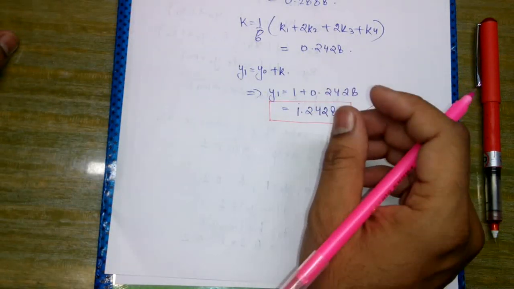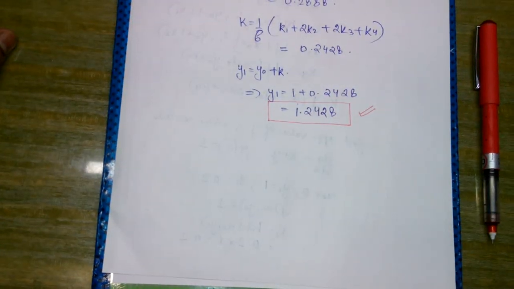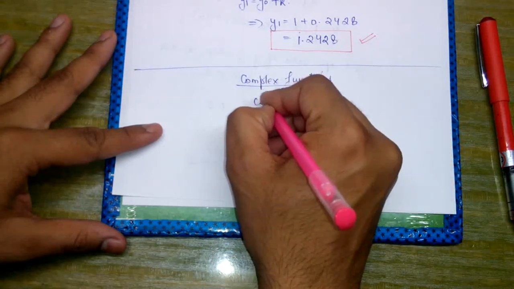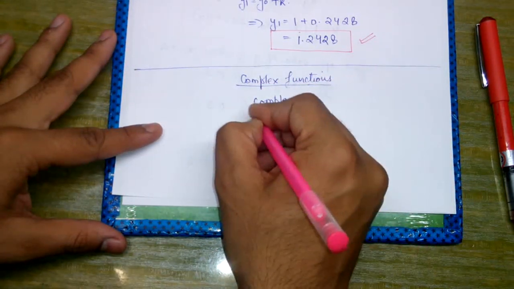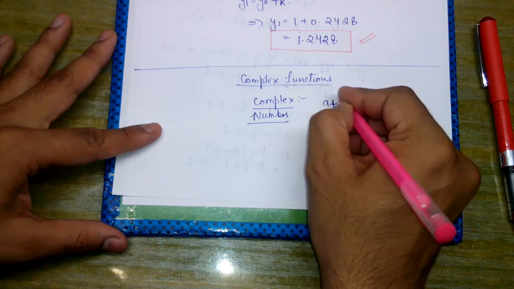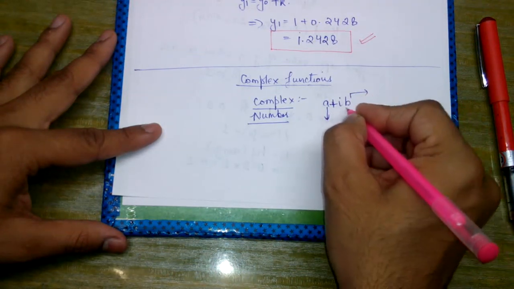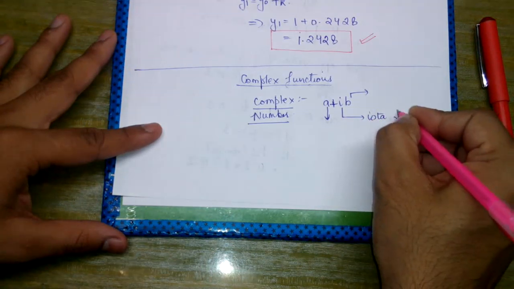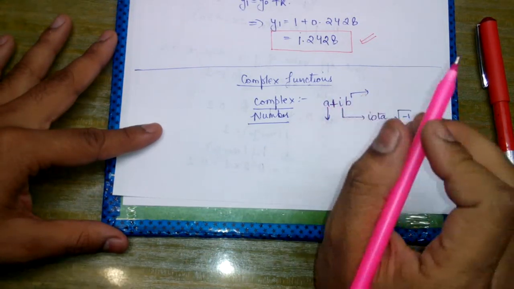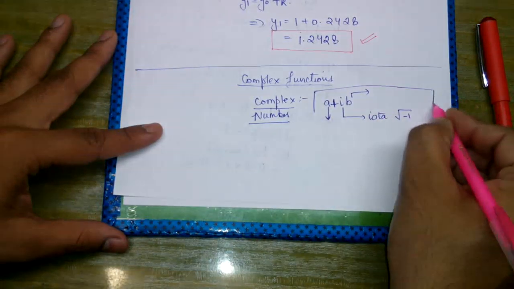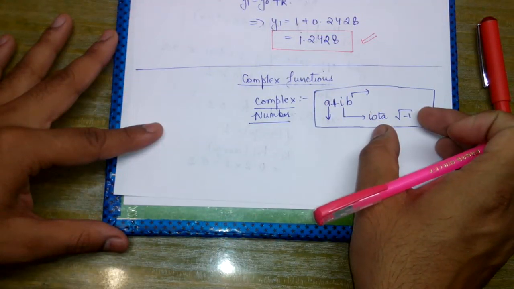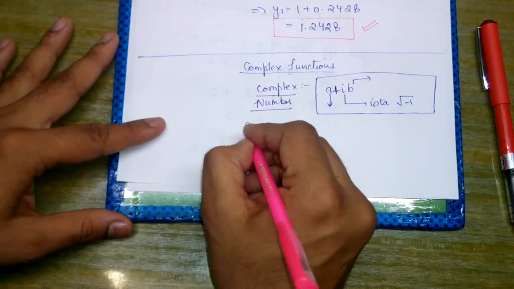Now we will start with the next chapter, complex functions. We already know what complex numbers are, and we have already studied these numbers in our class 11th and 12th. Complex numbers are generally in the form of a plus ib, where a and b are real numbers and i is called iota, that is under root of -1. So there is some real part and there is some imaginary part. These numbers are called complex numbers, that is numbers which have both real as well as imaginary part.